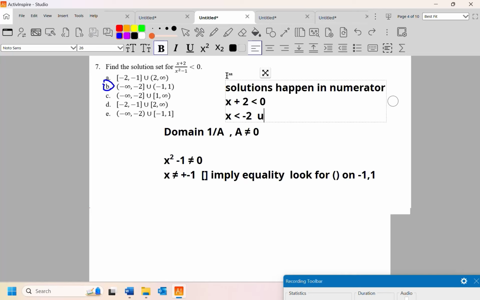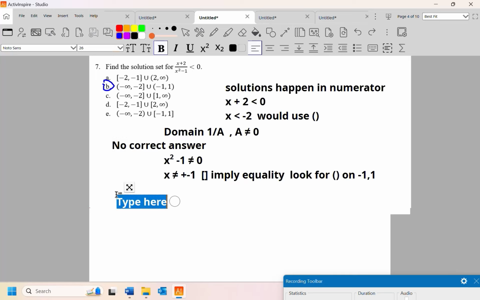Because this would use parentheses, because of symbolism. So there is no correct answer. Doesn't exist. Somebody messed this question up. I didn't create this question. No correct answer. The correct answer would look like this. It would go from -infinity to 2.